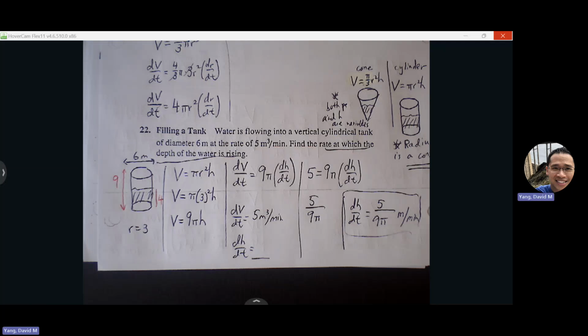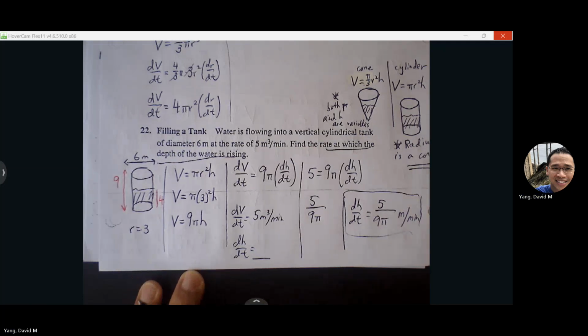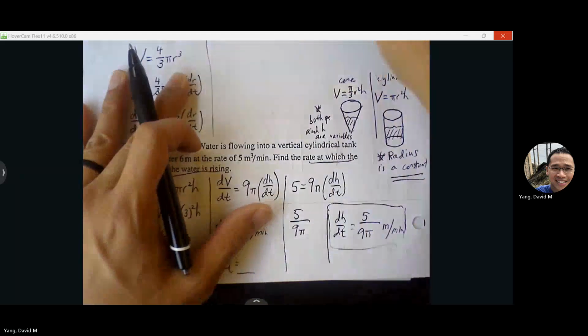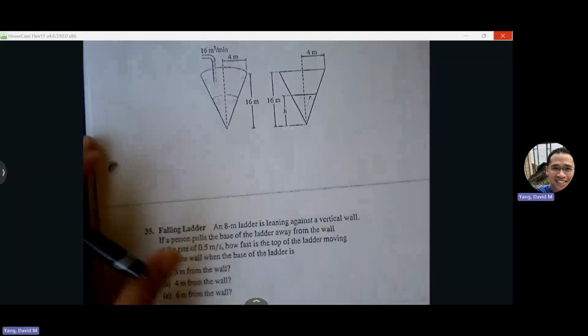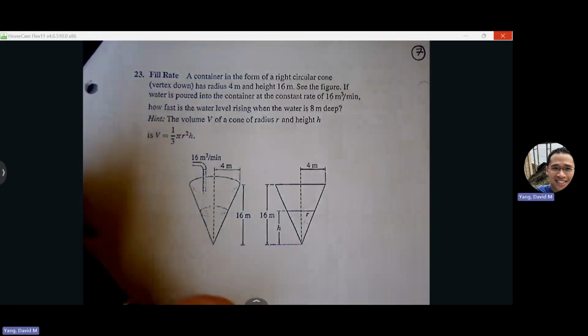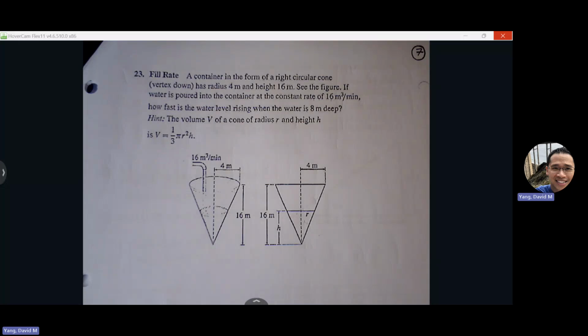Now, any questions with cylinders? Let's go back to cones. Cones require the most amount of practice, so we need that time to get used to it.